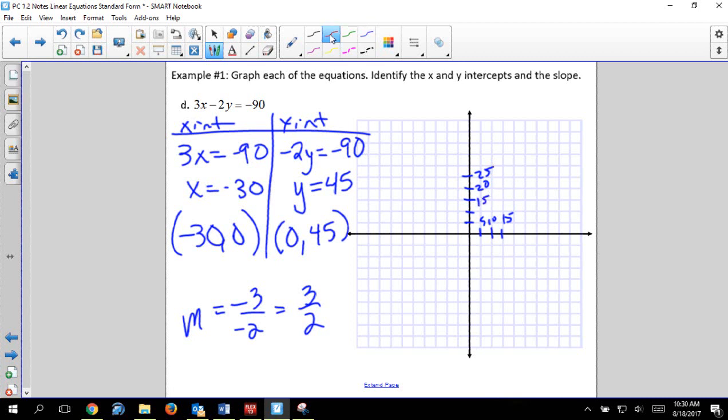All right, and so I'm going to graph negative 30 for the x, positive 45 for the y. And you can use your straight edge at that point and connect it. But I want to show you something really cool.